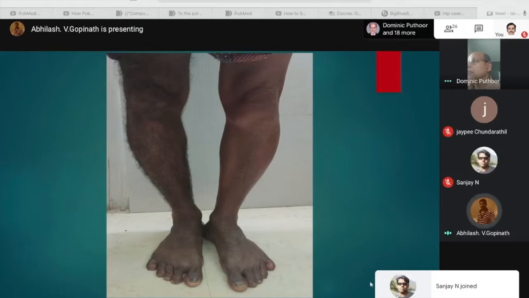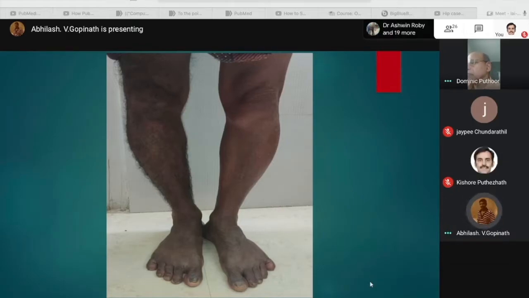Sir, coming to the examination of the knee joint, on inspection, there was a bilateral genu valgum, more on the left side. There was no hamstring, quadriceps, or gastrocnemius, gastrosoleus muscle wasting. There were no other swellings around the knee joint. There were no deformities.